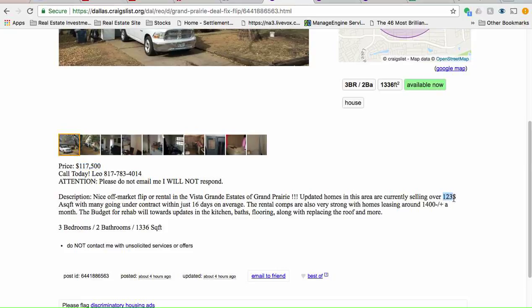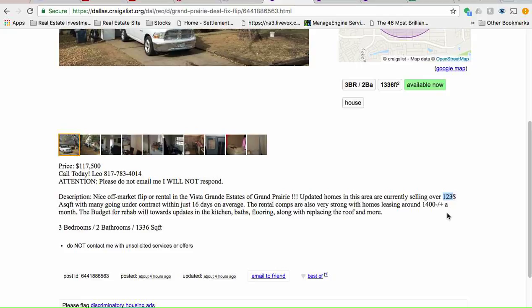These houses are selling for this, 123. So what's that? About $5,000. And I'm just going to give you a quick rundown on what I'm looking at right here. This guy wants $118,000, right? That's what he wants. These houses are selling for about 123, right? So roughly about a $5,000 difference.